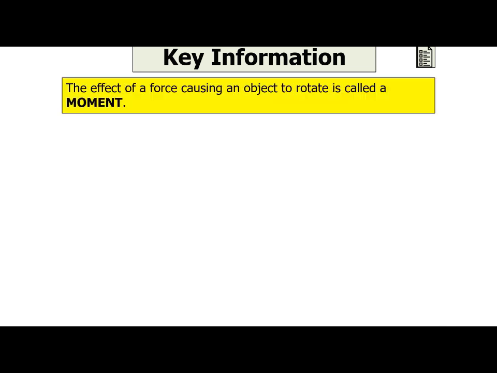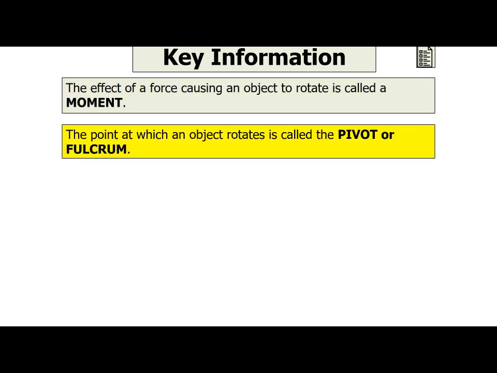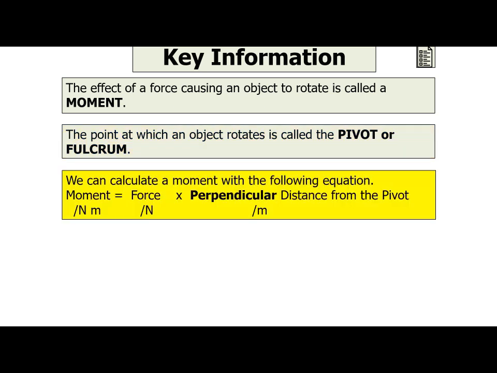So the effect of a force causing an object to rotate is called a moment. The point at which an object rotates is called the pivot or the fulcrum. And we can calculate a moment with the following equation. Moment is equal to force times perpendicular distance from the pivot.